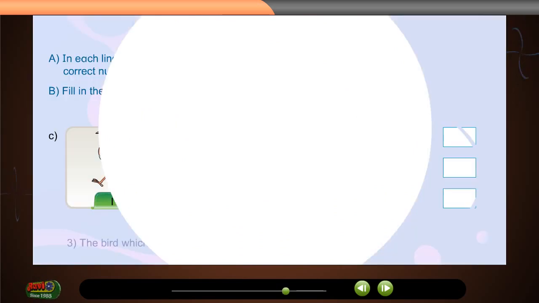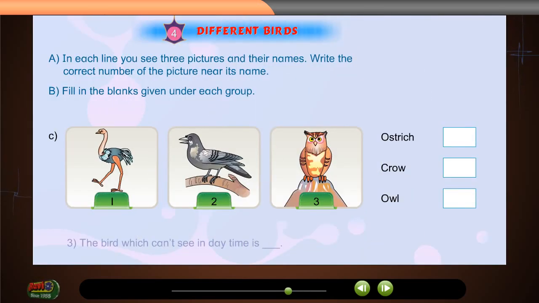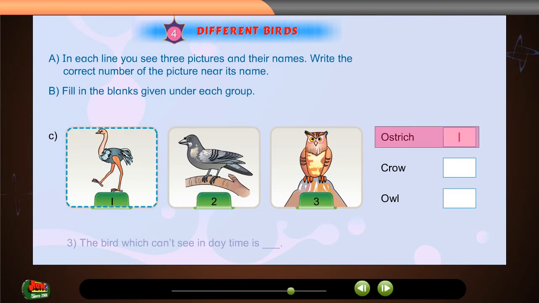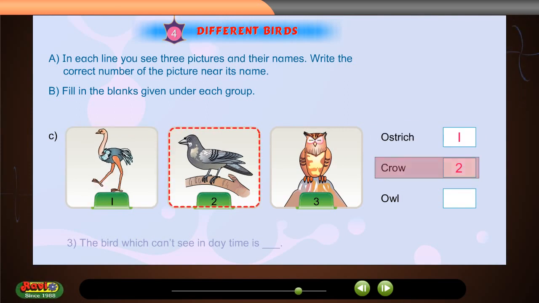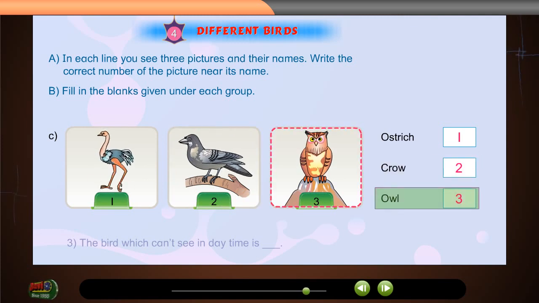C. 1. Ostrich. 2. Crow. 3. Owl. 3. The bird which cannot see in daytime is owl.